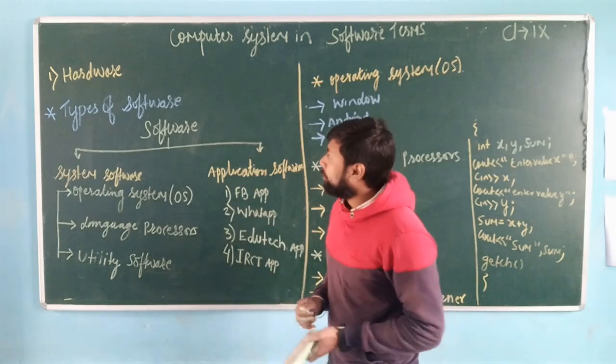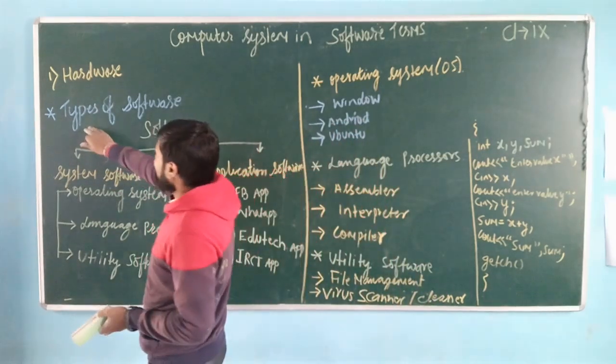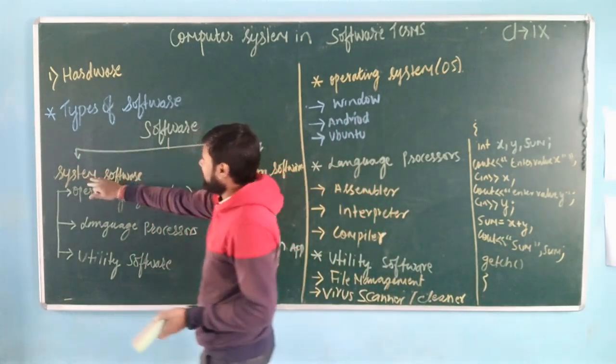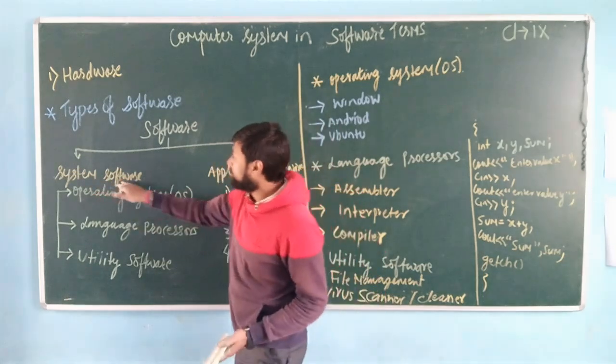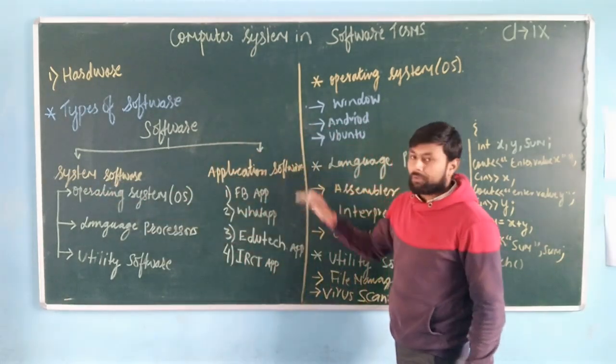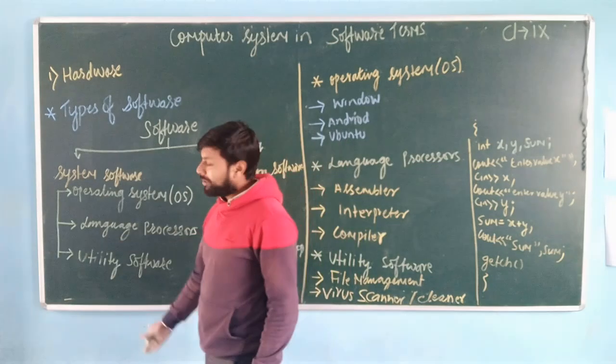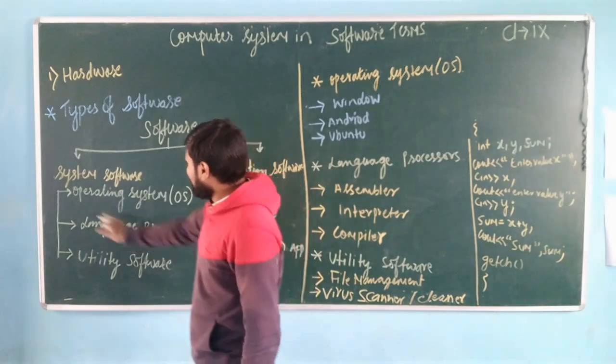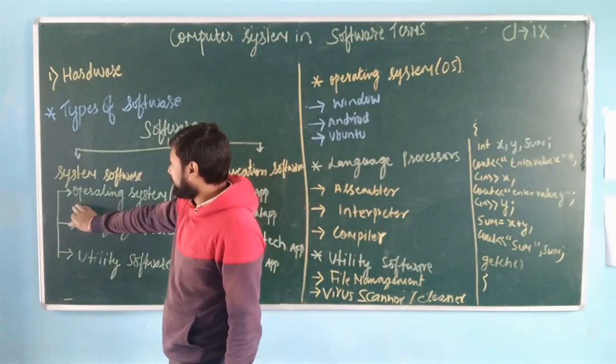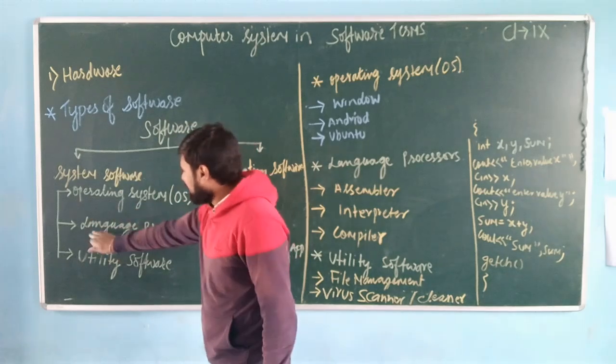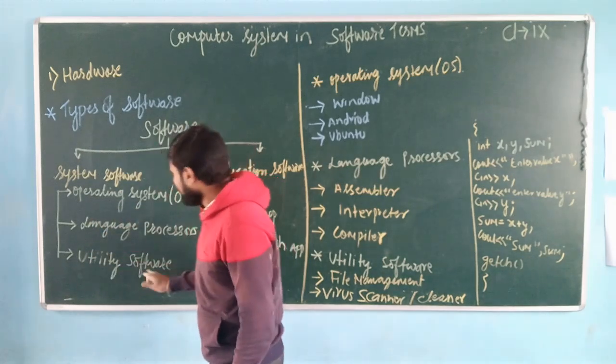Now see, there are two types of software. One is system software, another one is application software. Now see what the system software are. There are three types of system software: the operating system, language processor, and utility software.